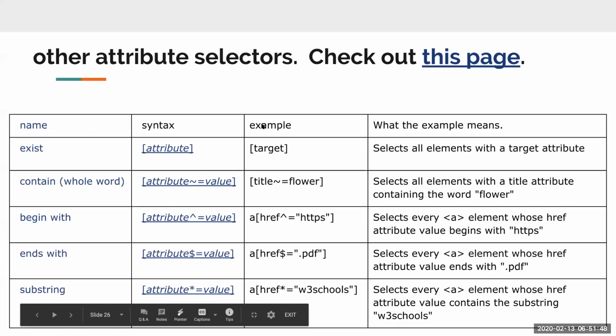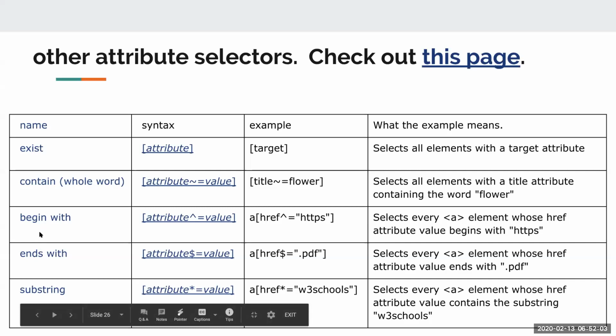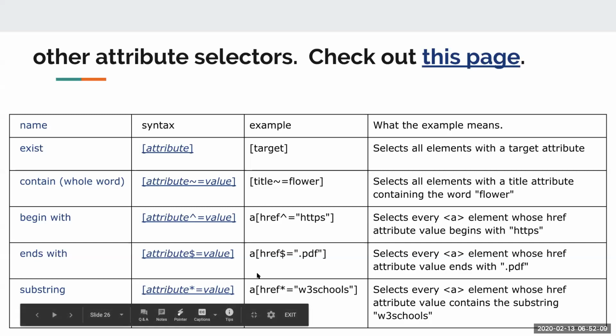Okay, so there are other ways to select based on attributes, like tilde equal, and each syntax has a different meaning: begins with, ends with, substring, exists, and so forth. For example, if there's a hyperlink and the URL includes W3 school, we can maybe style it differently.